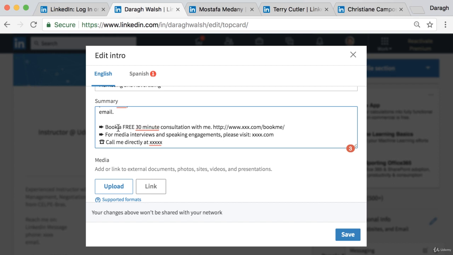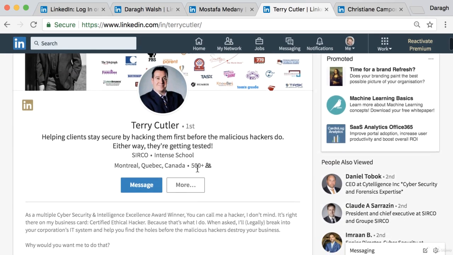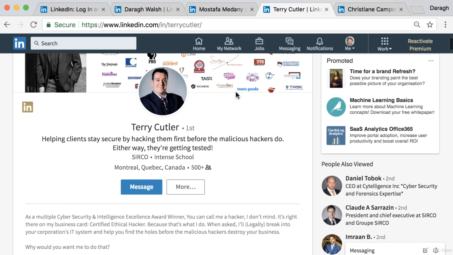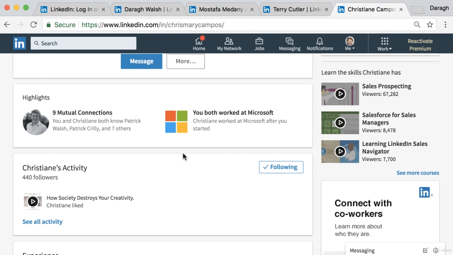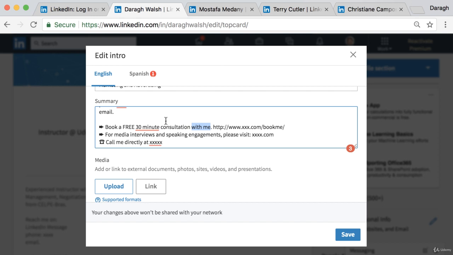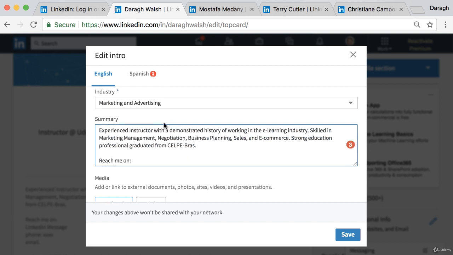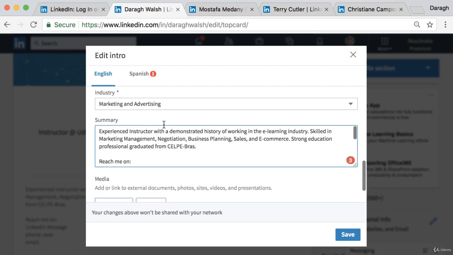And even here, book a 30-minute consultation. Even if you could say, specifically about what, book a 30-minute consultation to learn how to protect your business, in the case of maybe Terry here, because he's focused on cybersecurity. So let's have a look. This final profile doesn't have a summary right now, so it is something that maybe she could include. So those are just some ideas and examples for what you can do in your profile.